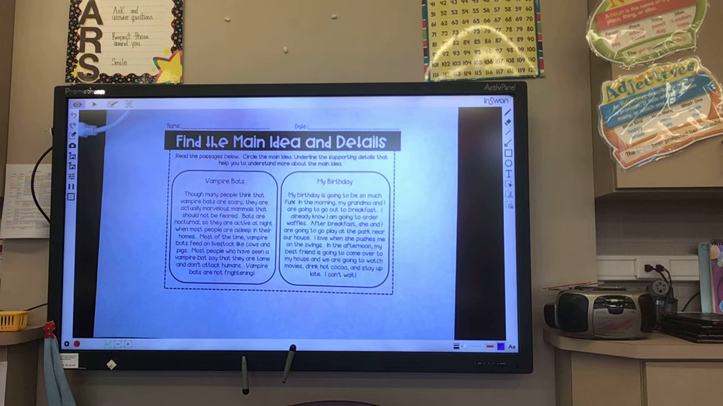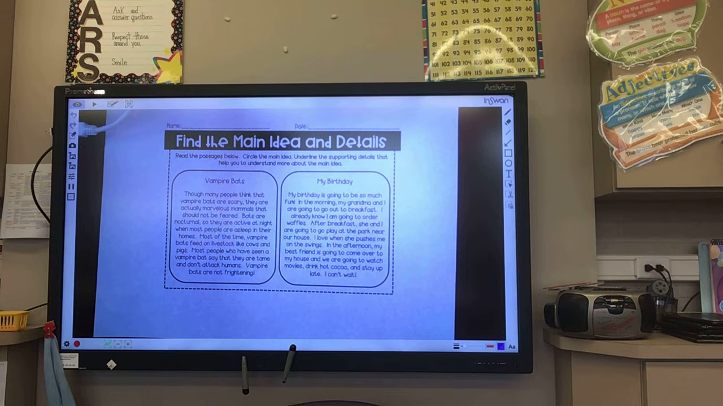Though many people think that vampire bats are scary, they are actually marvelous mammals that should not be feared. Bats are nocturnal, so they are active at night when most people are asleep in their homes. Most of the time, vampire bats feed on livestock, like cows and pigs. Most people who have seen a vampire bat say that they are tame and don't attack humans. Vampire bats are not frightening.